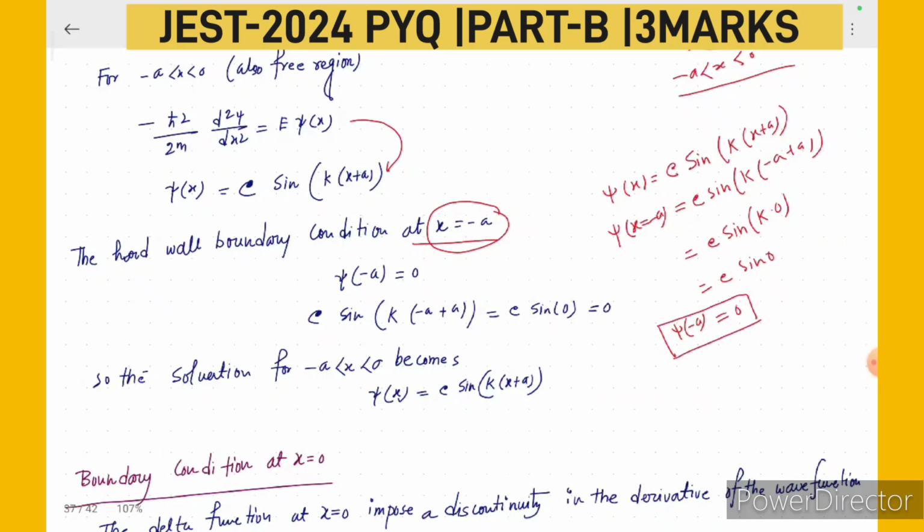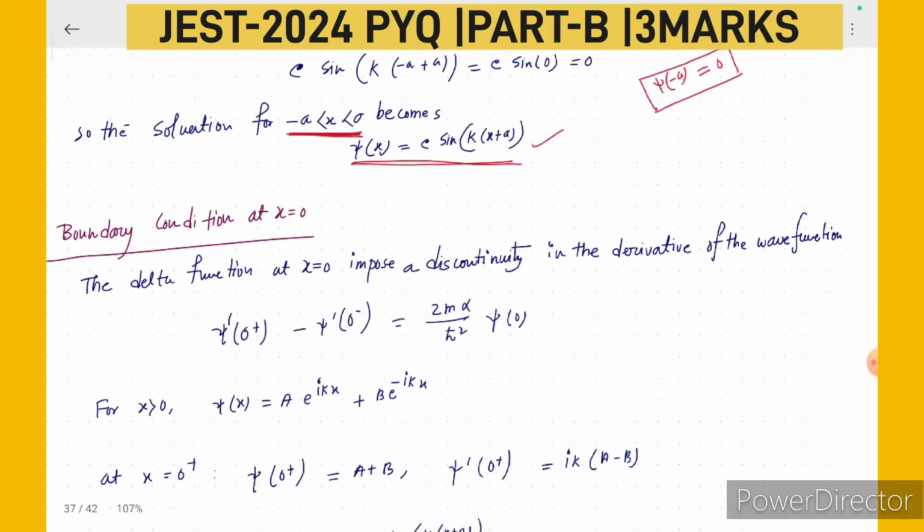So the solution for minus a less than x less than 0 becomes psi of x equals C sin k(x plus a). This is the solution, because it satisfies the boundary conditions. For these two free regions, we found two different solutions. Now the boundary conditions at x equals 0.